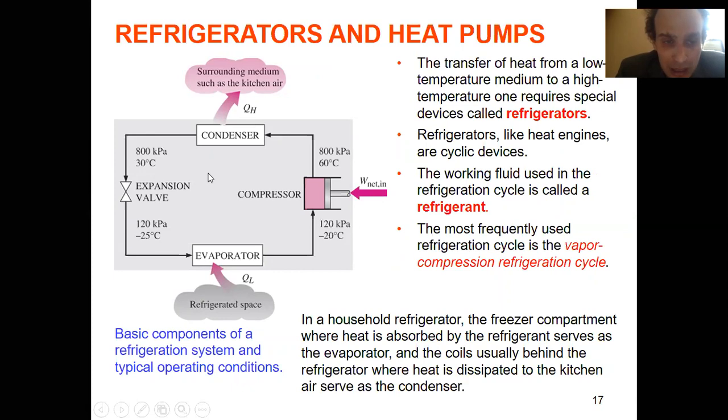So you need this. And to connect it, to make a cycle, you have an expansion valve. What happens in the expansion valve? Remember, you reduce pressure to reduce temperature. From room temperature, let's say 30 degrees Celsius, to fridge temperature of minus 25.